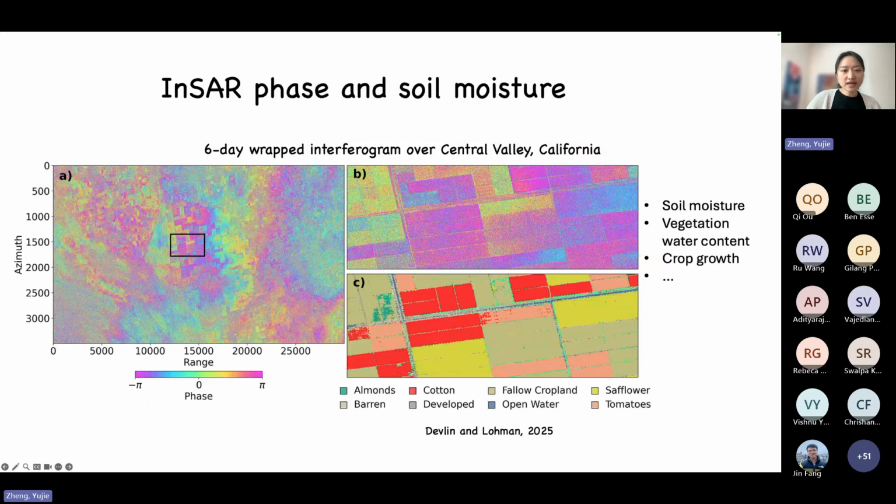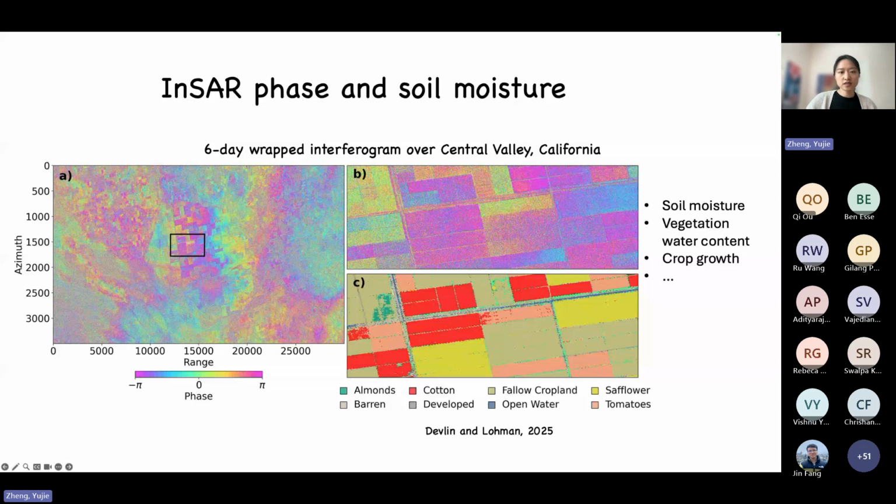So the next on the list is obviously the InSAR phase measurement. And we know that InSAR phase can be sensitive to soil moisture, and this is an example of a 6-day interferogram over the Central Valley, California, where there are a lot of agricultural fields. And as you can see, there are clear field scale variations in phase that align with the agricultural parcels.